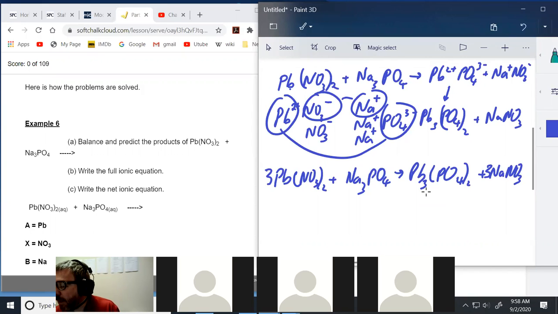Now I've got phosphates here. I've got 2 of those, so I need to put a 2 in front of the Na3PO4. But now that means my NaNO3 isn't balanced. I need to change that to a 6. So that would be balanced now. We'd have 3 in front of the Pb(NO3), 2 in front of the Na3PO4, then Pb3(PO4)2, and then 6 NaNO3s. Does anybody have any questions?